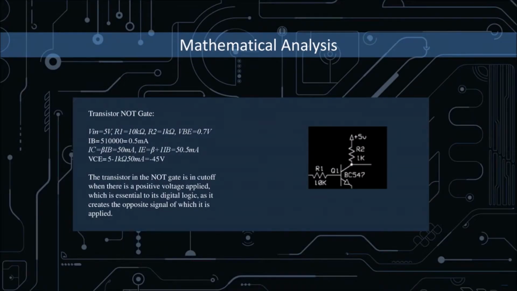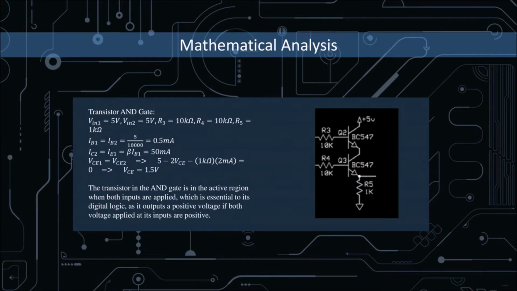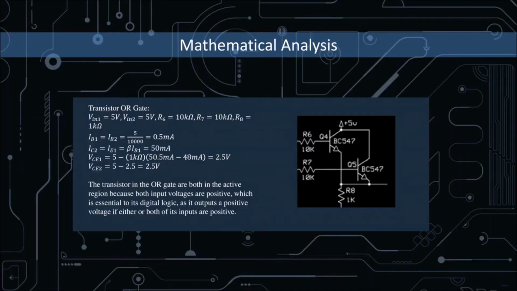The following slides are our calculations for the transistor NOT, AND, and OR gates. The transistor in the NOT gate is in cutoff mode when there is a positive voltage applied. The transistor in the AND gate is in the active region when both inputs are applied, and the output is a positive voltage if both inputs are positive. Lastly, the transistors in the OR gate are both in the active region due to positive input voltages, resulting in a positive output if either or both of its inputs are positive.